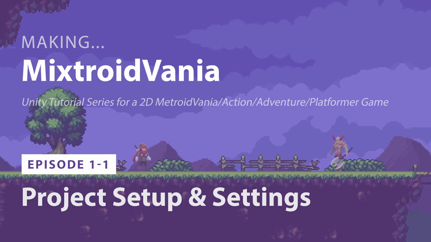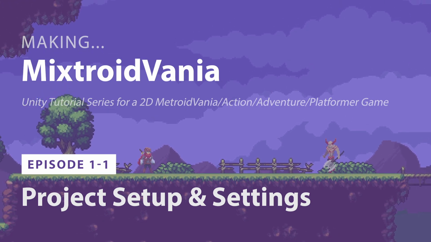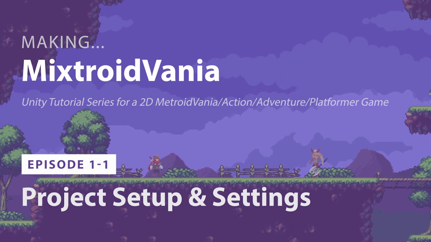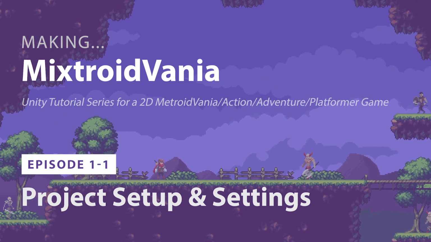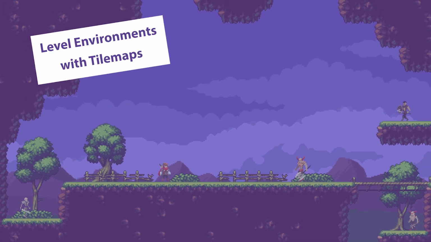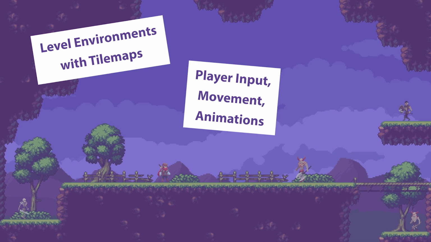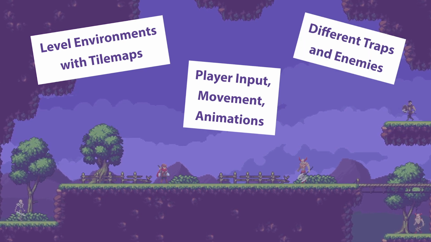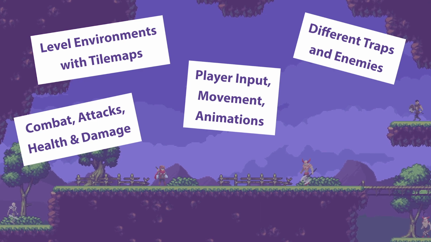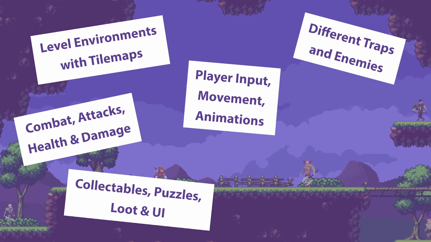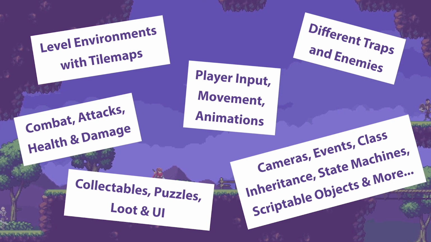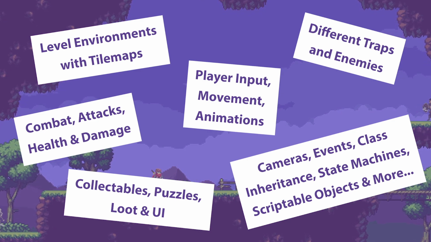Welcome to MixtroidVania. This video is the first episode of a brand new Unity tutorial series where we create a 2D MetroidVania Action Adventure Platformer style game, including building level environments with tile maps, player input, movement and animations, different types of traps and enemies, combat, attacks, health and damage, collectibles, puzzles, loot and UI, as well as cameras, events, class inheritance, state machines, scriptable objects, and more.